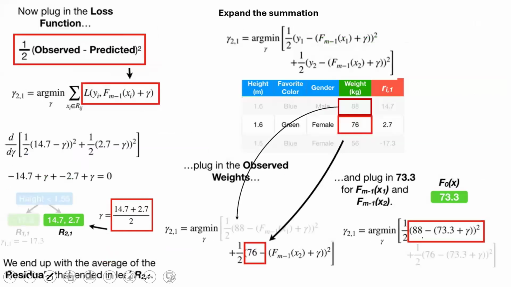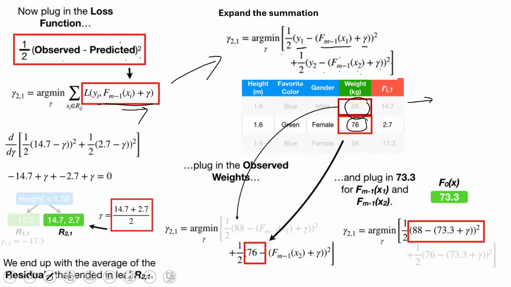Okay, now going back here, let's plug in the loss function. What is the loss function? We know it is one half of observed minus predicted, whole squared. Now when you expand that, you have two records, so you get 1 by 2 into y1 minus f of m minus 1 of x1 plus gamma, whole squared, plus 1 by 2 into y2 minus f of m minus 1 of x2 plus gamma, whole squared. This is the expansion of the loss function, replacing observed with yi and predicted with f of m minus 1 of xi plus gamma.